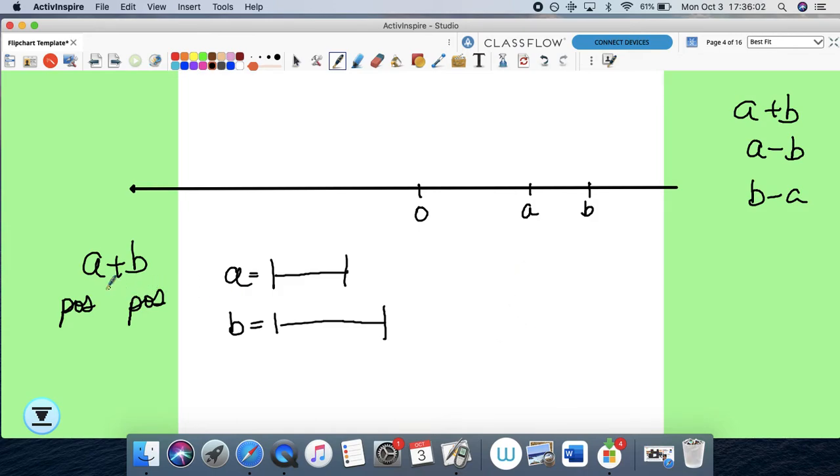Because it's a positive value plus another positive value. So in this case I combine the absolute value of A, and right next to it I'm going to put the absolute value of B. And this is 0, by the way. So where is A plus B? A plus B is going to be further to the right of B, right? And then it's going to be over here.